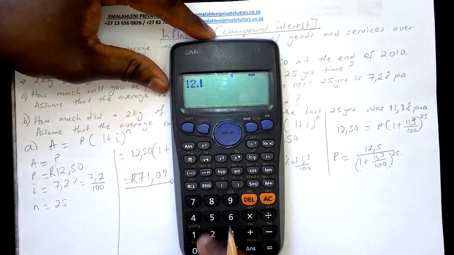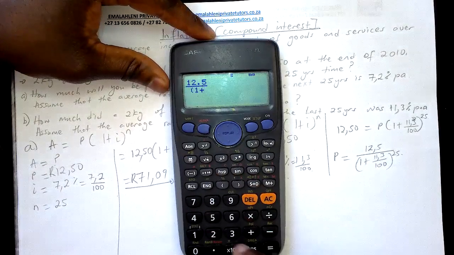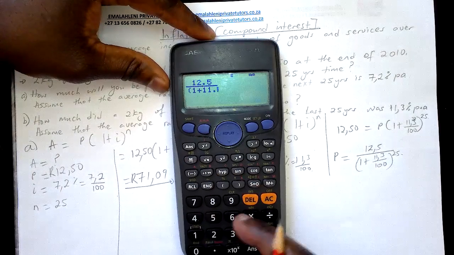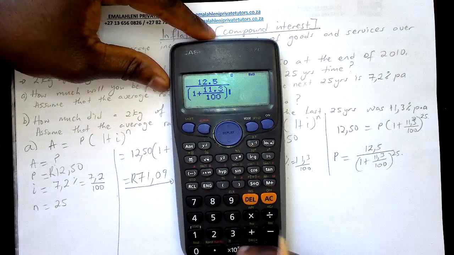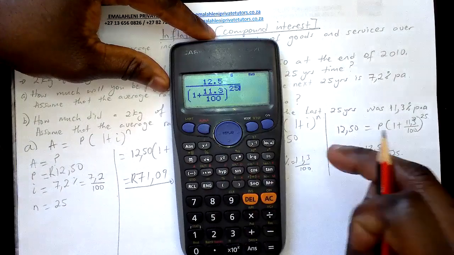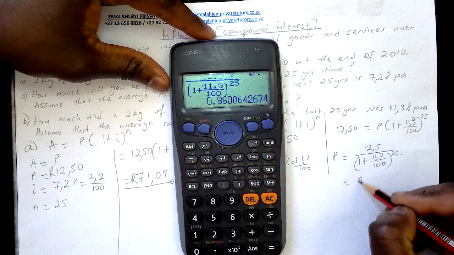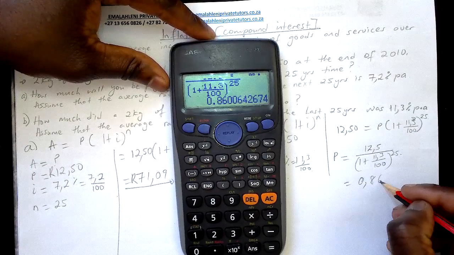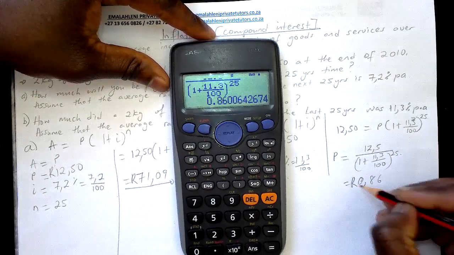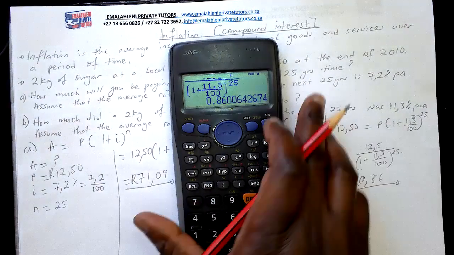12 Rand 5 divided by, we put the bracket 1 plus your I 11,3 over 100 to the power of 25. Then what do we get there? We get, it was costing 0,86 Rand. So it was costing 86 cents. It was costing 86 cents 25 years ago. Okay, that's what it means there.